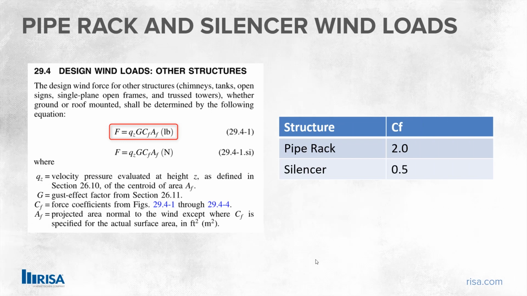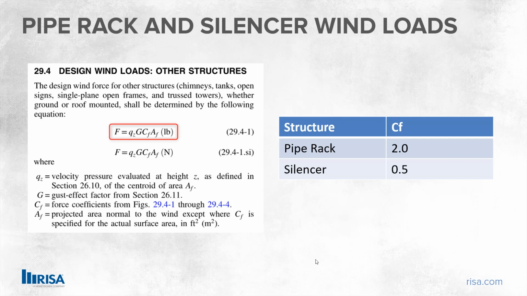Even when you go into chapter 29, we're still going to have a wind equation that has this force coefficient C sub F that's going to vary for the pipe rack, as well as for the support for our vent silencer.